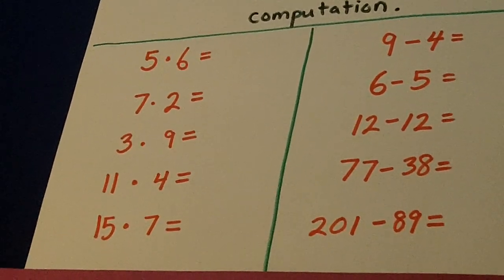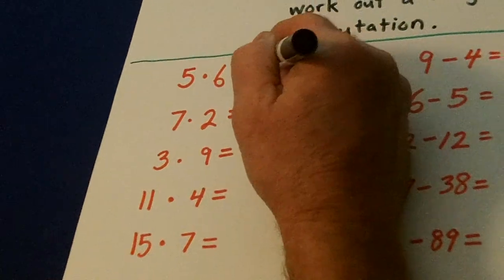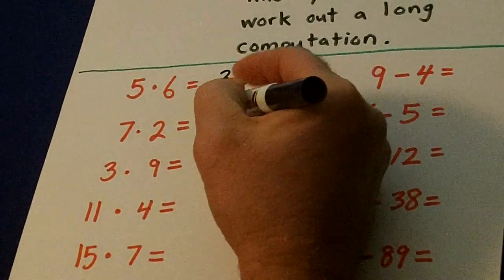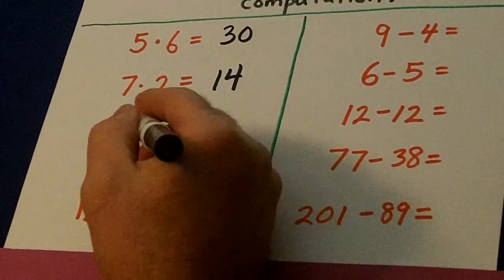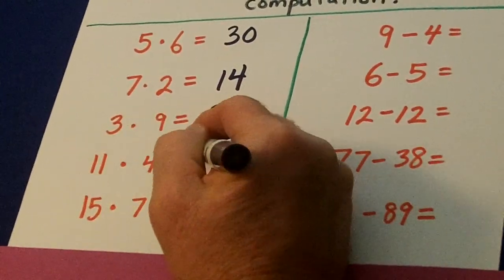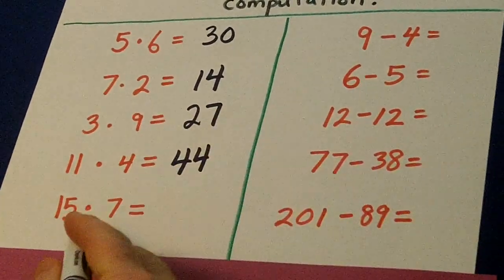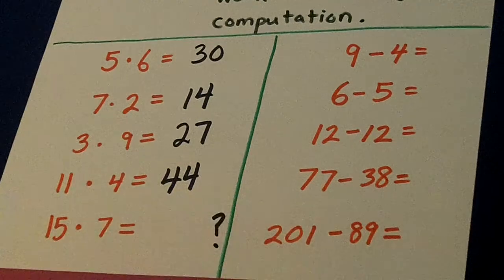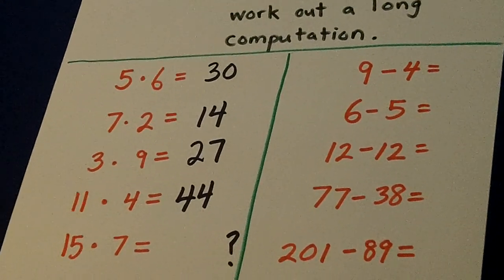Now we may be working out multiplication problems where we have 5 times 6. Oh, I know that in my head, it's 30. 7 times 2. Oh, I know that in my head, it's 14. 3 times 9. Oh, 27. And 11 times 4, 44. Now we don't be doing this, and then all of a sudden we get to 15 times 7. Well, I don't know that. I'll just skip it, or I'll just guess anything.